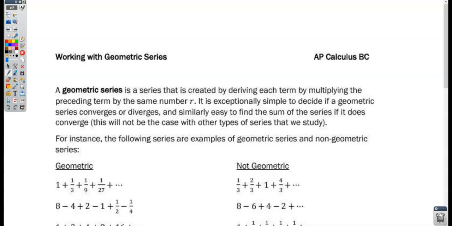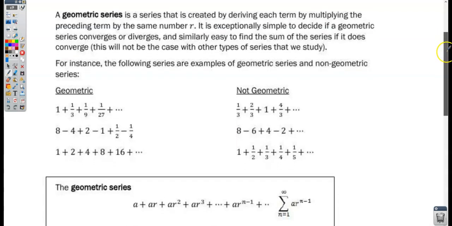Okay? It's very easy. We talked in section 10.1 about how difficult it can be deciding what the value is that a convergent series sums to. With geometric series, that's actually one of the few cases where it's super simple for us to find the actual value that a geometric series converges to once we know that it converges.